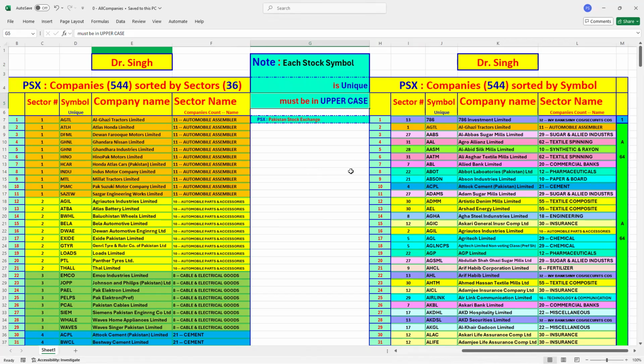The second thing is a very important rule right over here, which says must be in uppercase, meaning each stock symbol must be in uppercase. And you can see on this column over here on the left side that I'm using symbols, and all of them are mentioned using capital letters or uppercase. Okay, that's very, very important. That's how it works. This is how the PSX will recognize a particular company. If you use lowercase, it will not recognize it at all. It will not answer you properly at all.